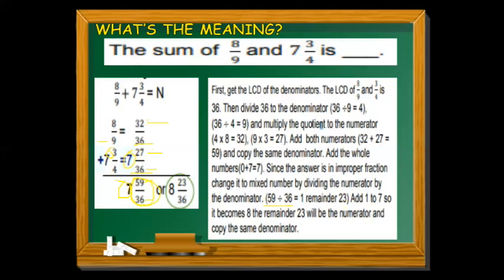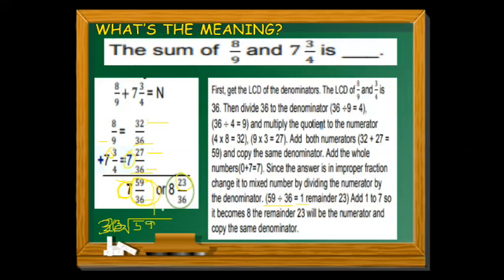Kung ano yung remainder, that's gonna be the new numerator here. And then the whole number, we will add it to the whole number itself. Sige, try natin. Ganito lang yung class. 59 divided by 36, we have 1. Ito na yung 1 niya, di ba?